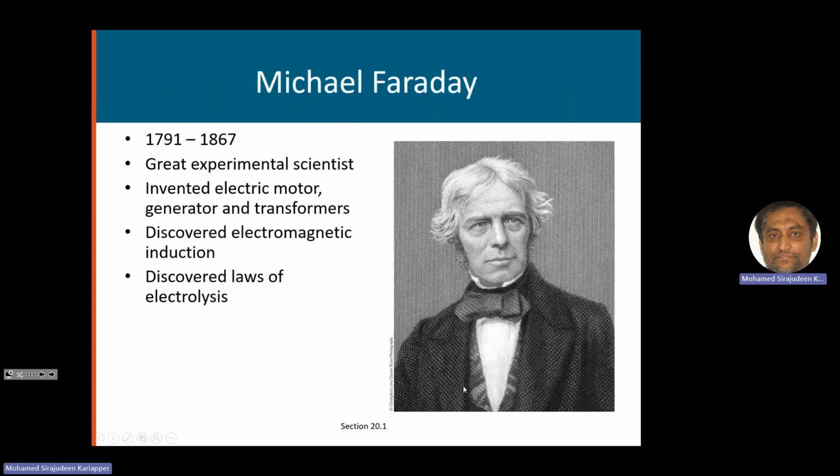So this is Michael Faraday. He was born 1791, died 1867. He's a great experimental scientist. He invented the electric motor. We saw that in the last chapter, how the electric motor works. So send a current through a coil, keep it between a magnet, and it starts rotating. That's an electric motor. Also, he invented the generator.